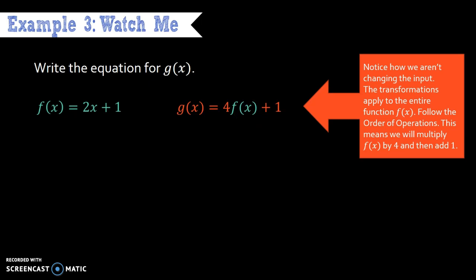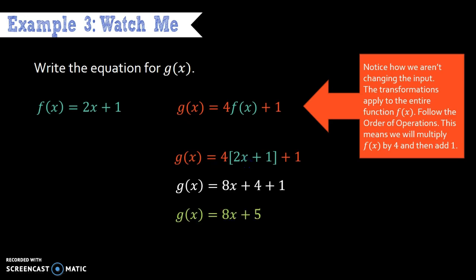We're going to follow our order of operations. We're going to be multiplying by 4 and then add 1 because that's what the order of operations tells us to do. We do our multiplication right here before we can do our addition. So all I'm going to do is replace f of x by what f of x is. I know that my original function is 2x plus 1, so I'm going to slap that right here and do 4 times 2x plus 1. And then I'm going to be adding 1 more at the end of that because my rule, g of x, tells me to. Always combine like terms whenever you can. This is my brand new transformed function.